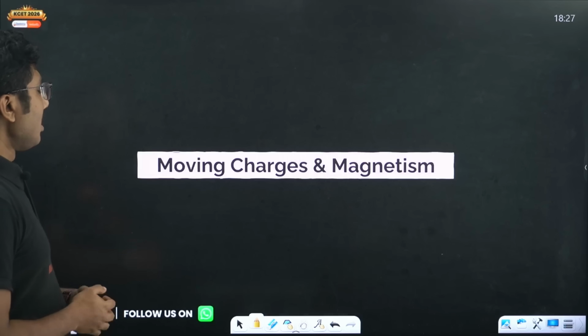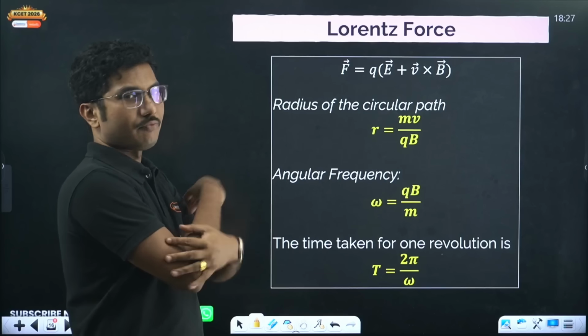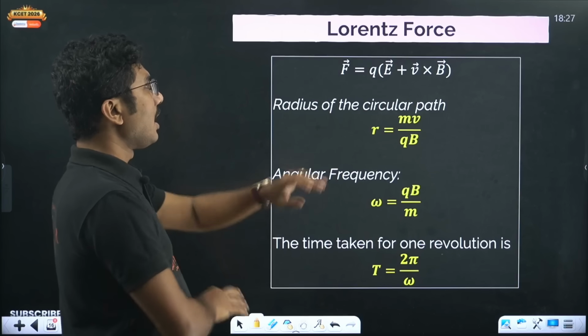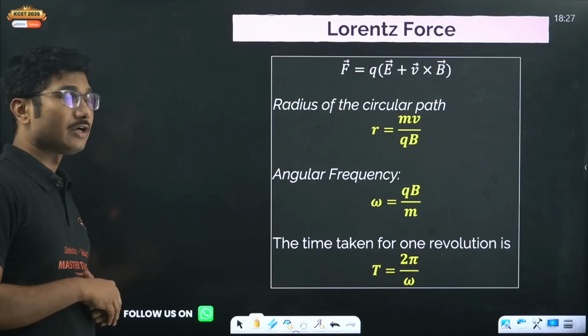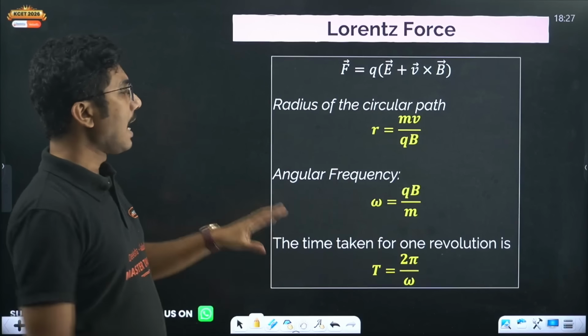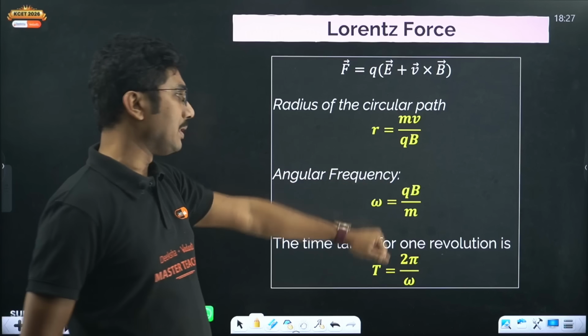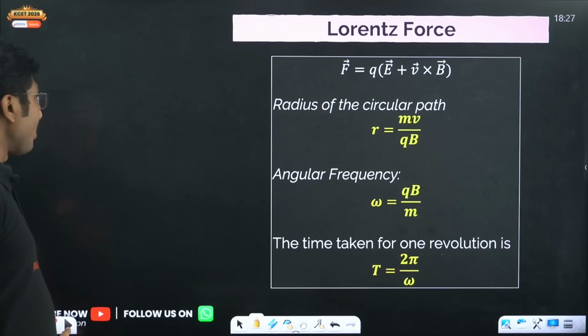Now moving charges and magnetism, this is the last chapter that I will discuss in detail. Then from there on I will just show you the chapters. So Lorentz force F is equal to Q into (E plus V cross B). Radius of circular path is mv by qB. Angular frequency omega is equal to qB by m. Time taken to complete one revolution is 2 pi by omega.